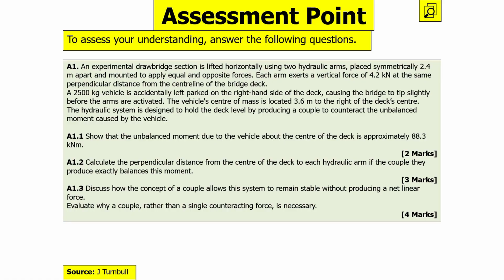The next question says, an experimental drawbridge section is lifted horizontally using 2 hydraulic arms placed symmetrically 2.4 meters apart and mounted to apply equal and opposite forces. Each arm exerts a vertical force of 4.2 kilonewtons at the same perpendicular distance from the center line of the bridge deck. A 2,500 kilogram vehicle is accidentally left parked on the right hand side of the deck, causing the bridge to tip slightly before the arms are activated.